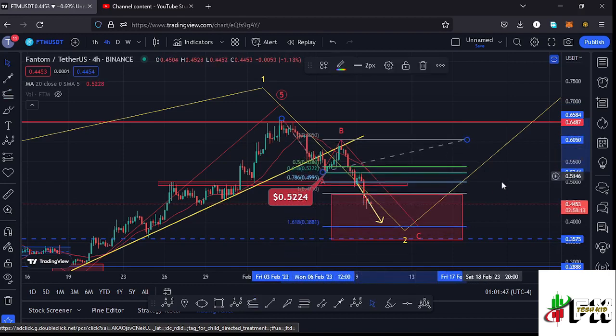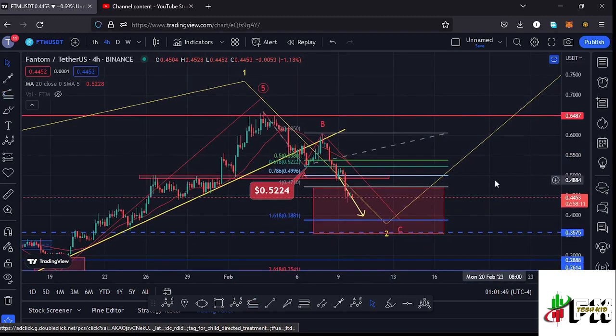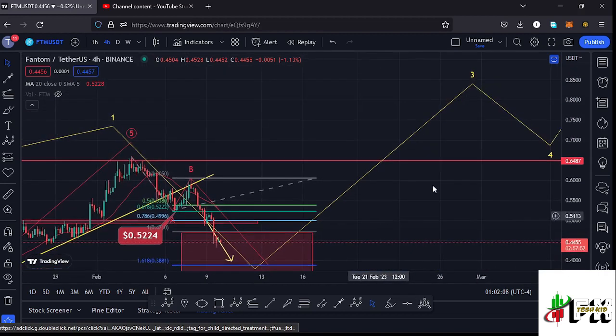That gives me a minimum target area to the lower side in the formation of that wave C at the fib level 1.618, and that is at around the $0.3881 mark, and that is the minimum that I'm expecting that wave C to the lower side to do to fully maximize our red target area. And once that happens, then I think that will be another perfect entry to get back into Fantom, so that we can ride this bounce to the upside in the formation of this wave 3.